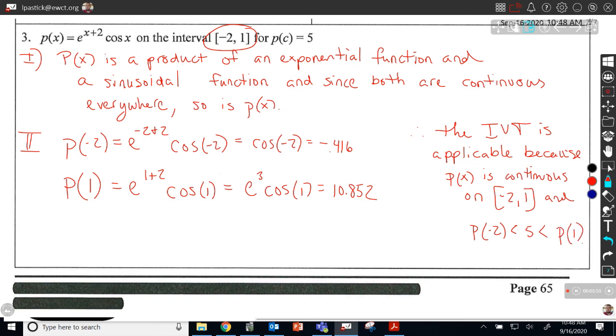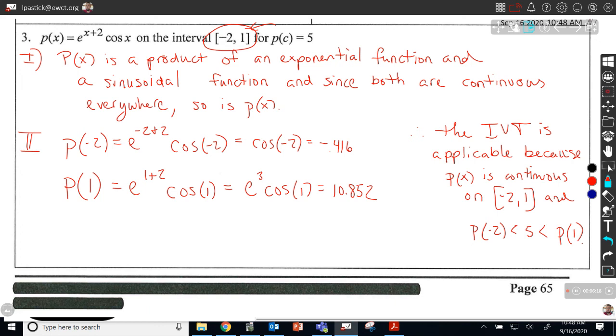So I've formally stated all the reasons that the intermediate value theorem applies. Since it applies, there is a guaranteed value, C, such that P of C equals 5, somewhere in between these two endpoints of P of -2 and P of 1. So now we've got to find it.